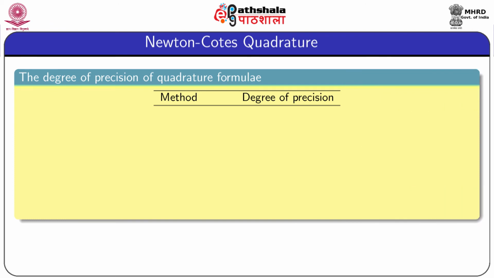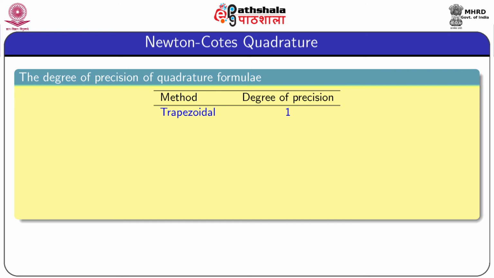So, we have derived 5 particular cases of Newton-Cotes quadrature formula, and we now discuss the degree of precision of quadrature formula. This is very important to distinguish between the best quadrature formula and other quadrature formulas.